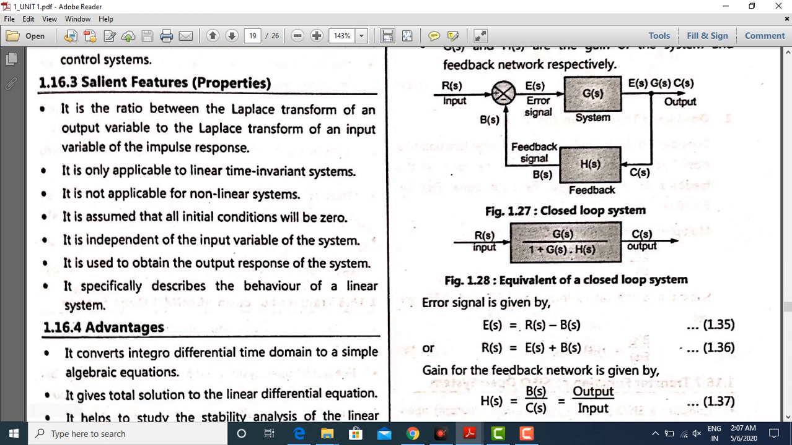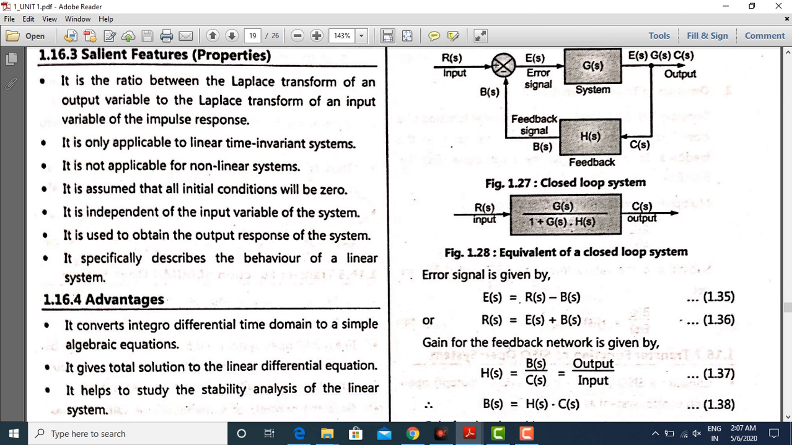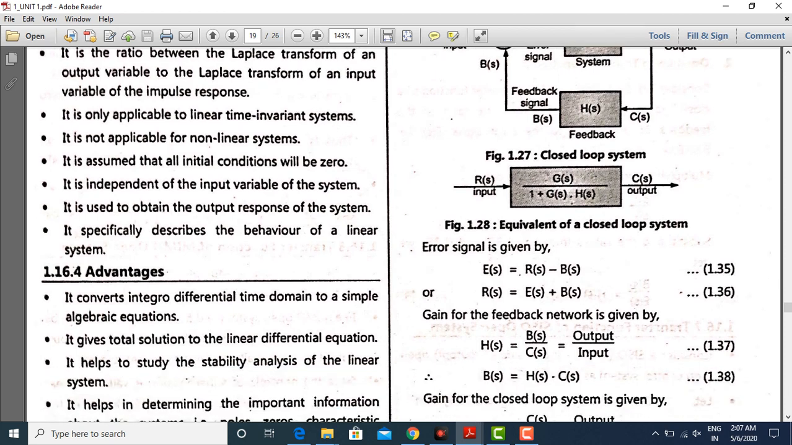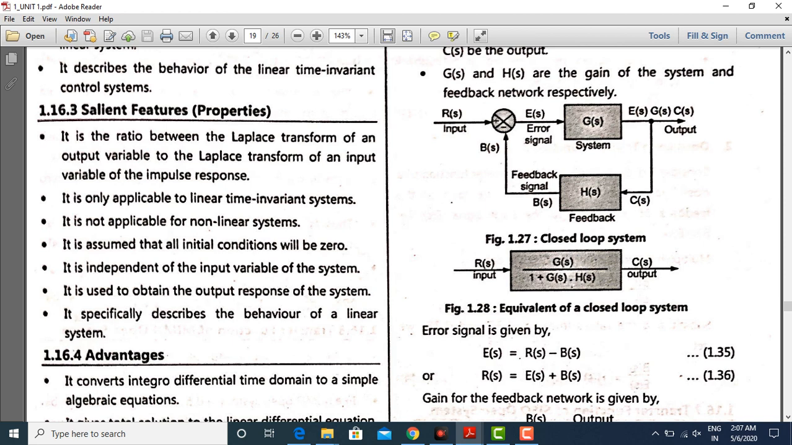The error signal is represented as R of s. Here the sign is minus, so we'll take minus b of s. R of s is equal to, taking this b of s to the left-hand side, it will become plus. We'll get this equation, R of s equals e of s plus b of s. Now I need to find out the b of s. How are you going to find out the b of s?